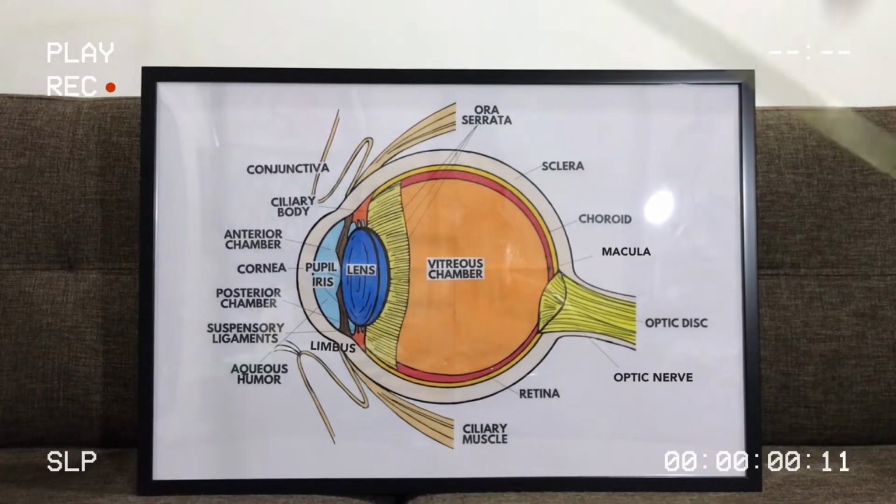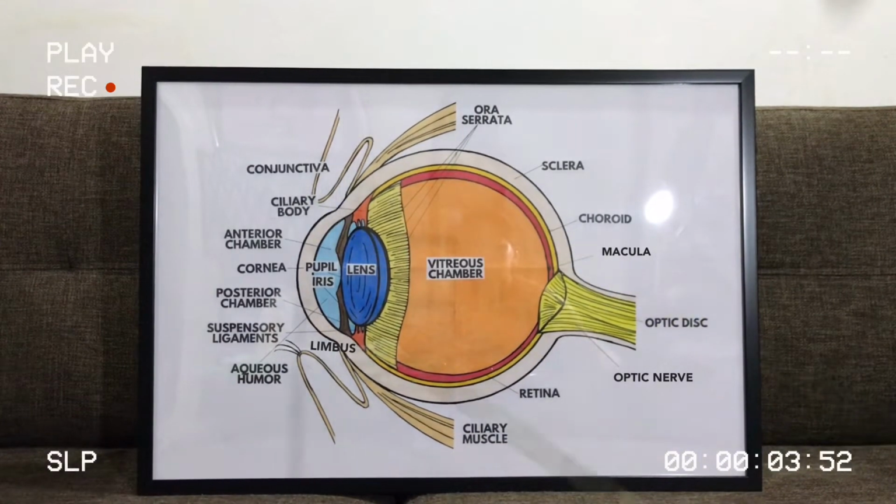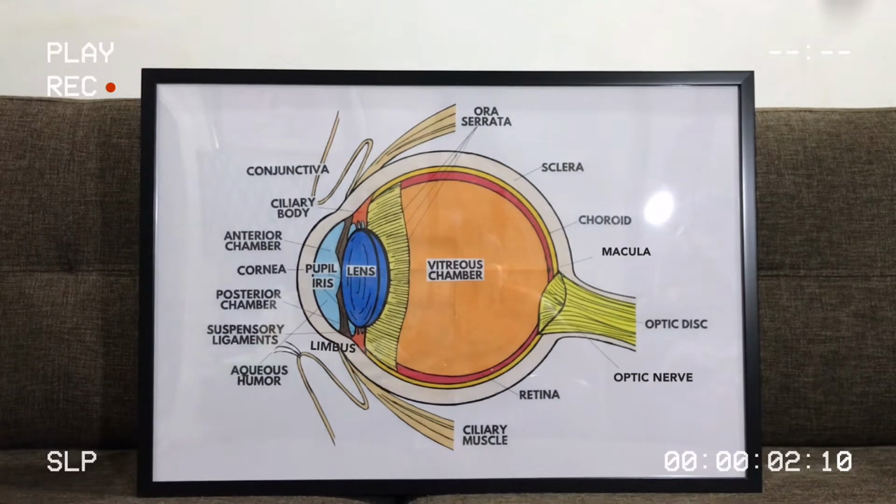So we'll start off with the conjunctiva. Here are the little eyelashes as well. The conjunctiva is a tissue that lines the inside of our eyelids and covers the sclera, which will be discussed later as we go along. The conjunctiva of the eye provides protection and lubrication of the eye by producing mucus and tears.